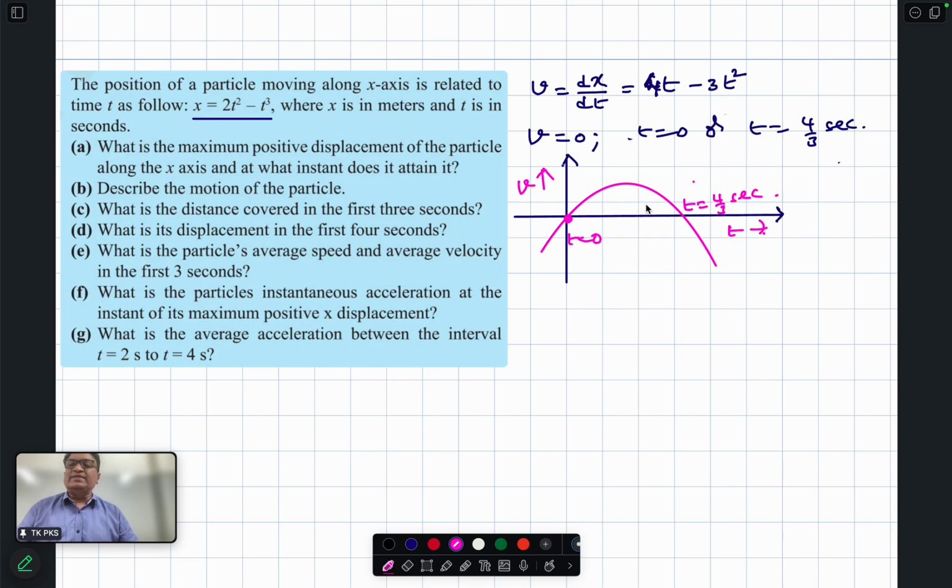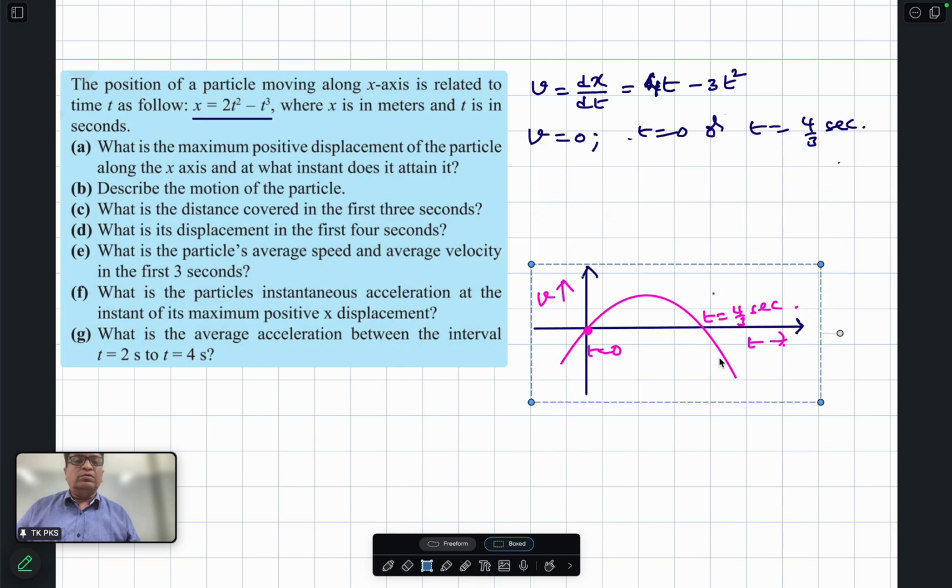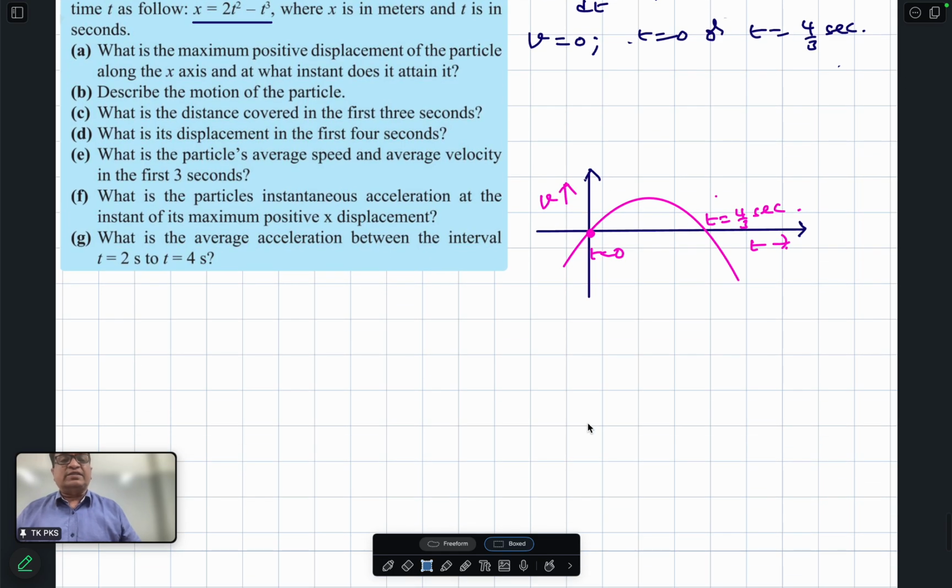Anyone in the class, can you please explain me this? Can you please explain me what exactly the portion of the graph above x-axis, positive x-axis represents? Anyone in the class? Anika, what does this represent? No one in the class? No one, literally.